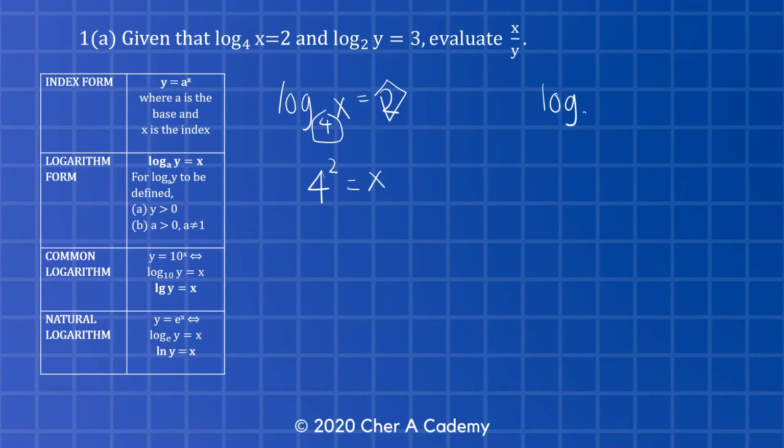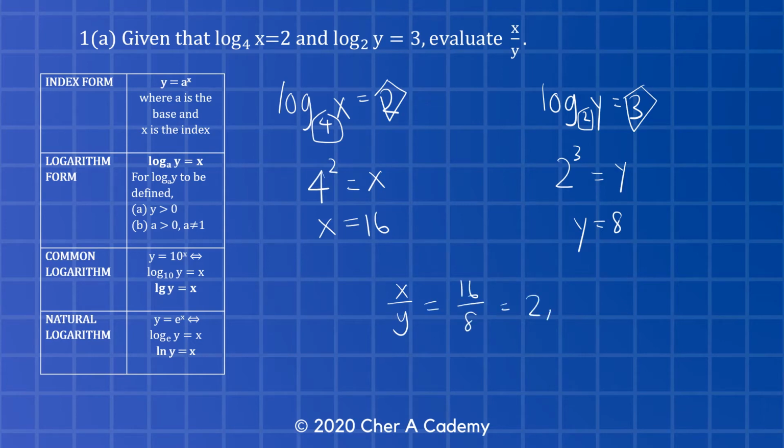So as for the other log, base 2 y equals 3, same, my base is 2, my index is 3, so I put my base at the bottom, my index, my kite, at the top, equals y. So in other words, my x is equal to 16 and my y is equal to 8. So x over y will be equal to 16 over 8, which is equal to 2.